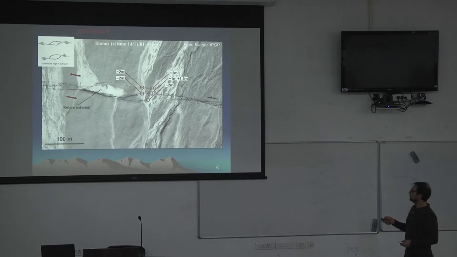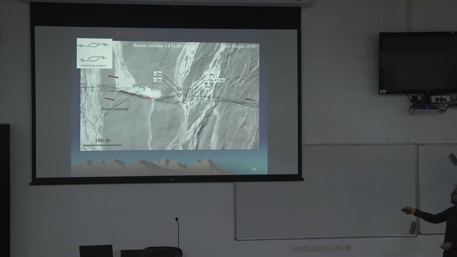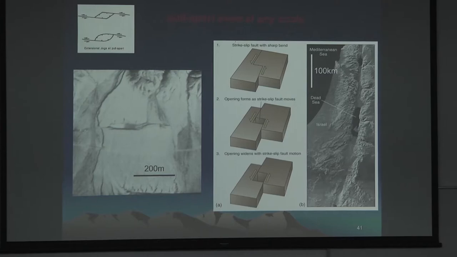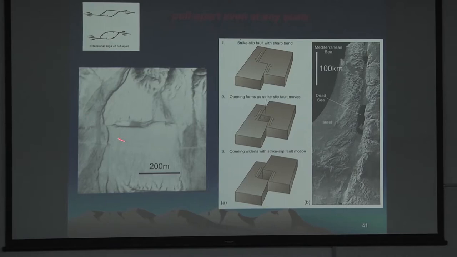Given the fact that the fault's direction is more or less like that, we can document that the fault is a left lateral strike-slip fault. We can observe pull-aparts at any scale. It can be a few hundred meters or even a few tens of meters for this kind of feature.